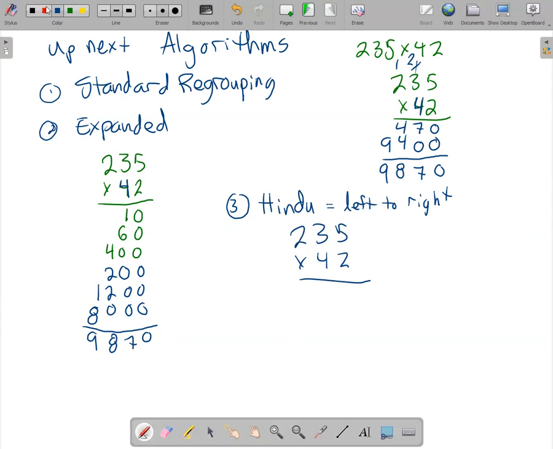So the first thing they would do with the Hindu is take the 200 times the 40. And to do that, they would count the place values they need, right? That skips 1, 2, 3 place values. So 1, 2, 3. So 2 times 4 is 8 would go over here in the next column over where I don't have anything at the moment. And then I'm going to take the 200 times 2, which would be 400. So that's going to go in this column right here, the 4.